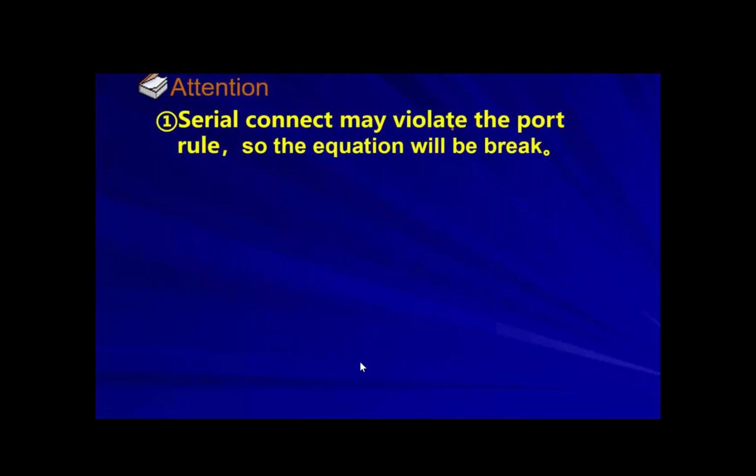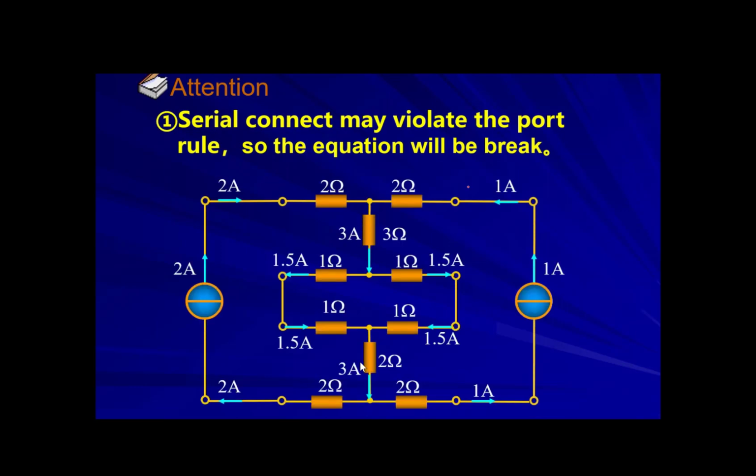Zero connect may violate the port rules also, so this equation will be blocked. For example, this is 2 ampere, this is 1 ampere. So 2 flows in, 1 flows in. So this will be 3 ampere, 3 ampere. This is 1 ohm, this is 1 ohm also. So this will be 1.5, 1.5. They will be equal.